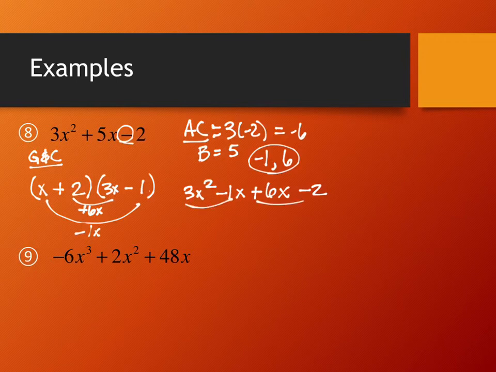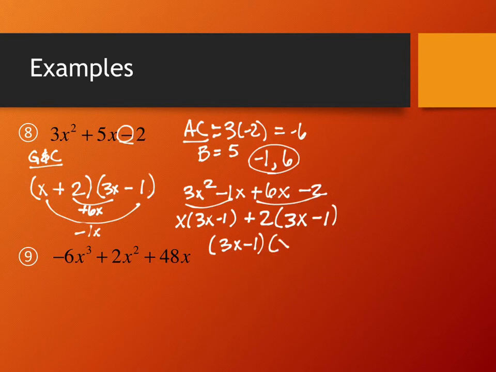And we will factor by grouping. So 3x squared minus x has an x in common, leaving me with 3x minus 1. 6x minus 2 has a 2 in common, leaving me with 3x minus 1. There's that 3x minus 1 in common, and there's that x plus 2 that's on the outsides.